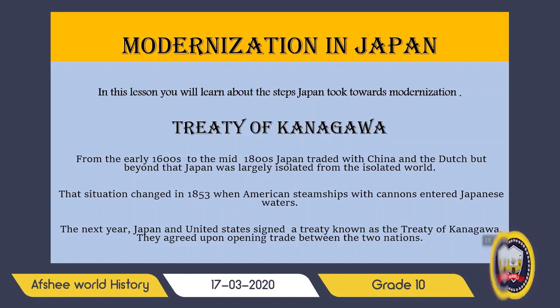In simple words, the Treaty of Kanagawa was a treaty between the United States and Japan, opening trade between the two nations. I hope it's clear now. Soon afterwards, Japan made similar deals with European nations.